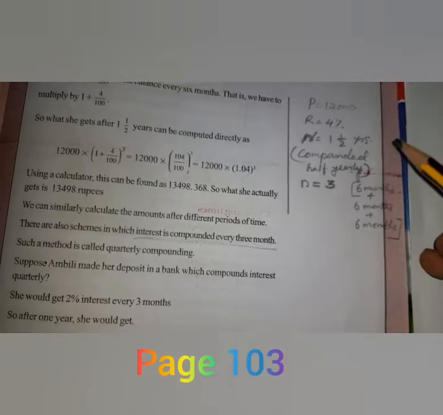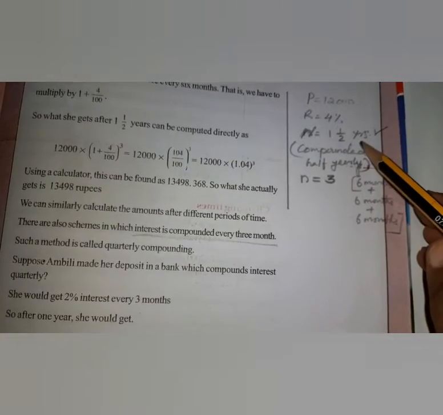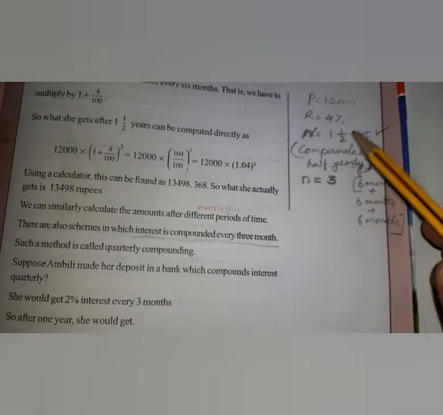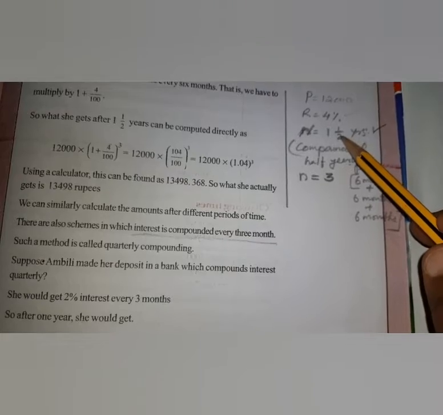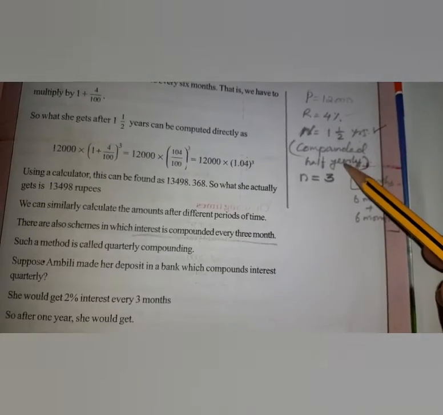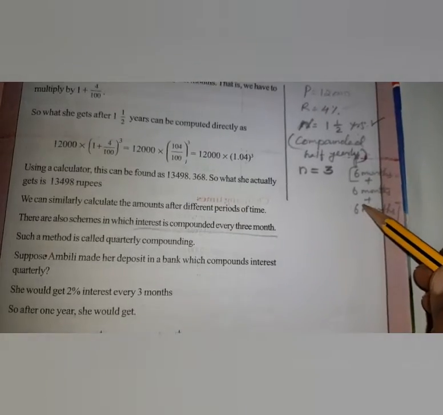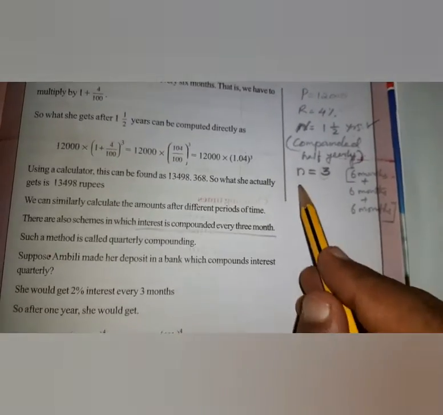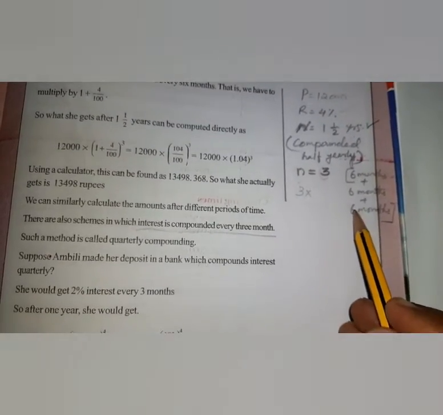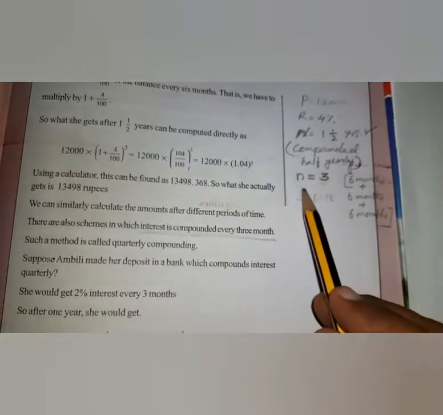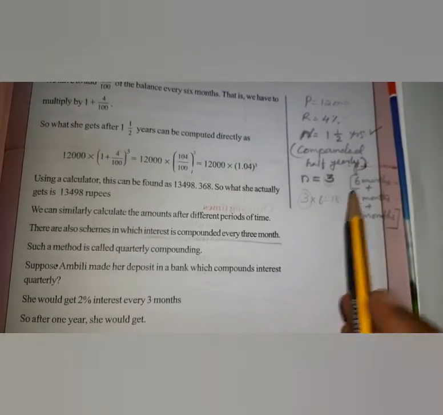The same question, if you are calculating for 1.5 years. So every 6 months you are getting an interest of 4%, but the total amount you are keeping in the bank for 1.5 years. So interest is compounded half yearly. That means 3 times it is calculated: 6 plus 6 plus 6. So every 6 months, 3 times it is calculated. So the number should be 3. 3 into 6, that is 18 months totally. Okay, 18 months means 1.5 years. So 3 times it is calculated, so the n should be 3.